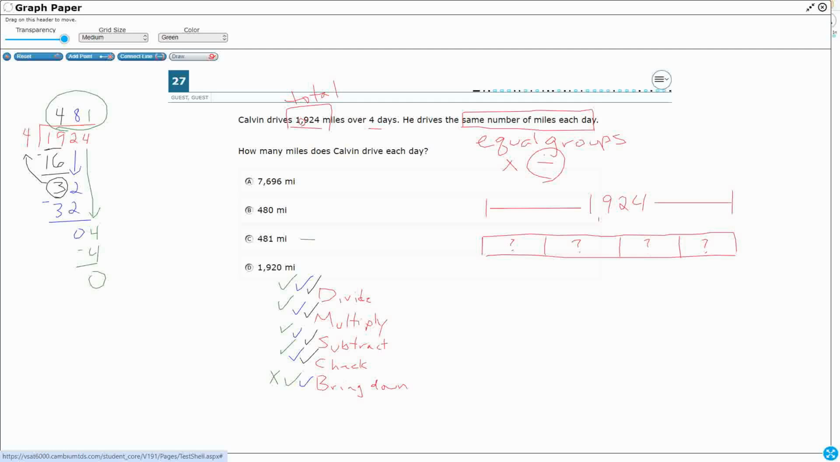So let's double check. Remember, multiplication and division are inverse operations, right? You can use one to get to the other if you do the opposite. So I want to multiply 481 times 4. It should equal this. So 1 times 4 is going to be 4. 4 times 8 is 32. And 4 times 4 is 16. Add that 3 back in, 1,924. And that's what I started with.